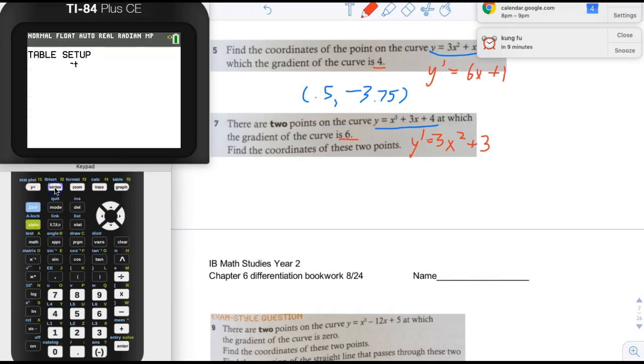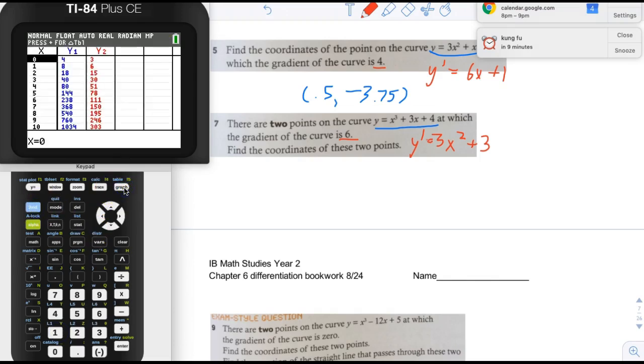You go second table set, and then you change table start to 0, and then you change delta table to 1, and that's the way it is normally. Okay, now we're looking for when the gradient of the curve is 6, and we're expecting to see 2 places.